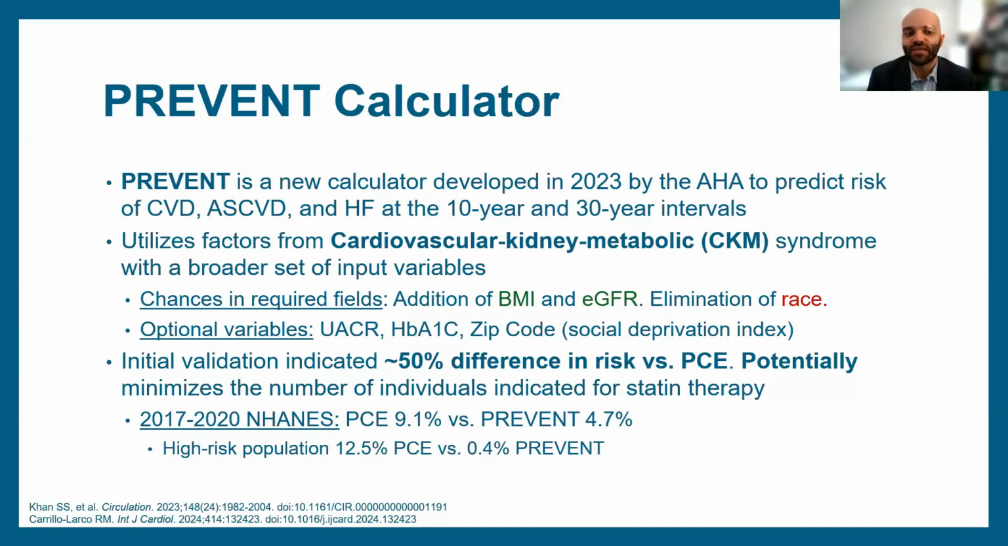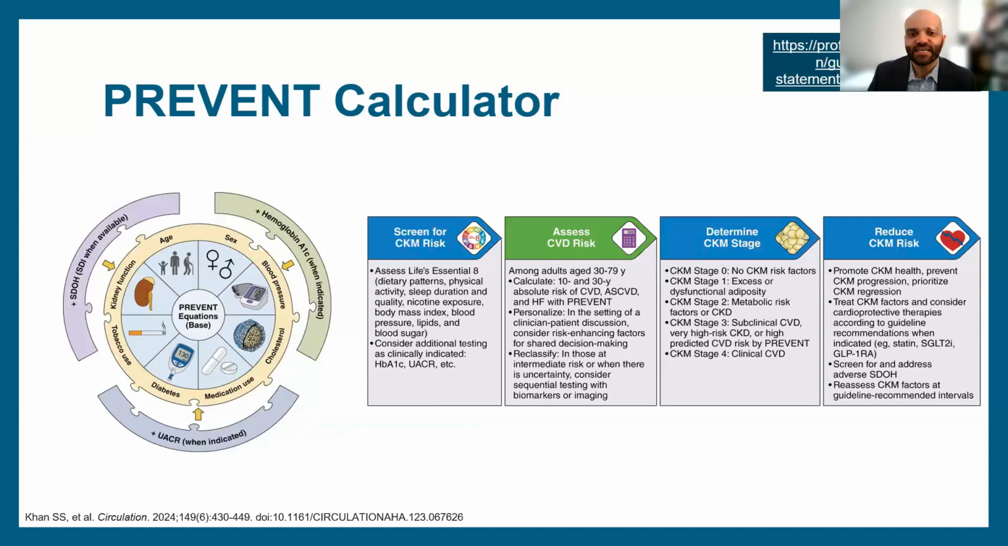So for example, looking here, going off of a group of patients from 2017 to 2022 in the NHANES national sample, pooled cohort equation said 9.1%, Prevent said 4.7%, right? So we're seeing quite a difference there. In people with high risk, we know that it was about 12.5% of those with a pooled cohort equation and 0.4% with Prevent. So really trying to look and starting to see some interesting pieces to this.